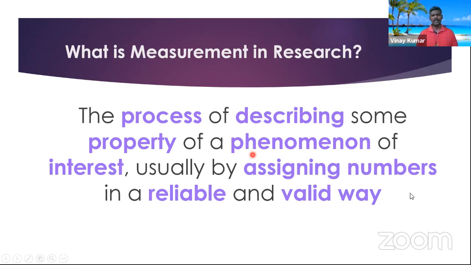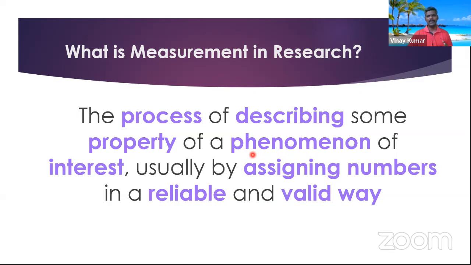Okay. So what does measurement mean in research? We have understood how important measurement is in the process of research, because unless data is measurable, you cannot subject it to statistical analysis. So let us try to understand part by part what this measurement means in research. We see a simple definition, a simple meaning that helps us to understand measurement in research. It's actually a process of describing some property of a phenomenon of interest of the researcher, usually by assigning numbers in a reliable and valid way. This is in a simple way how we can understand measurement.